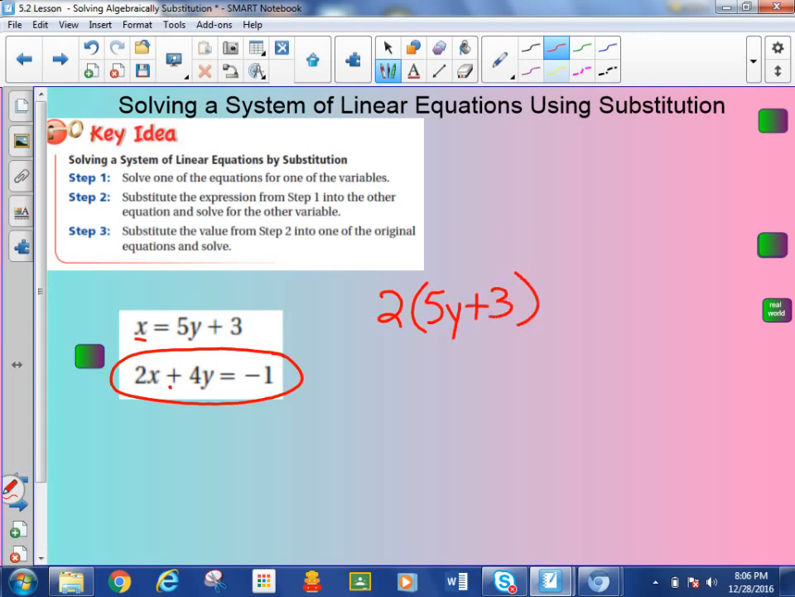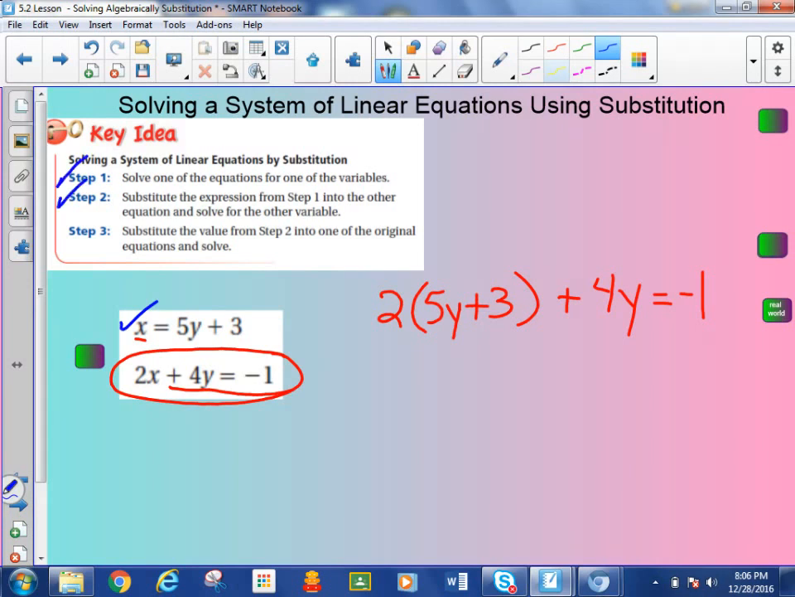Okay, now I have to finish writing the rest of this equation. Plus 4y equals negative 1. So you'll see I now have y's involved in this equation. So that was our first step. Well, we already had it solved, so that was the first step. The second step was we went ahead and substituted in, so we've done that.